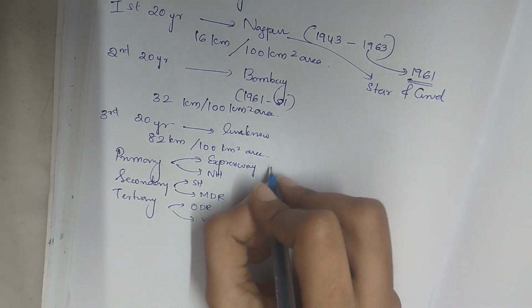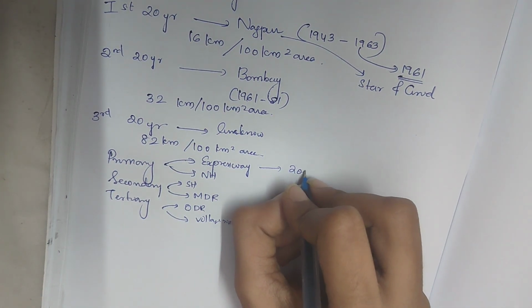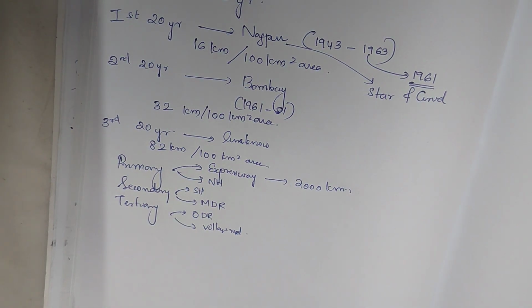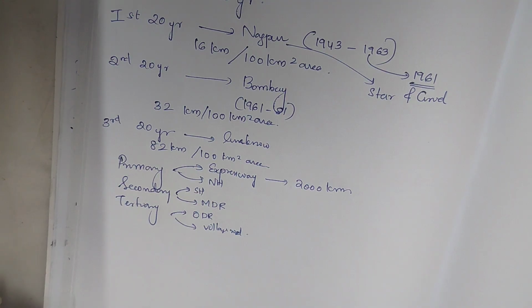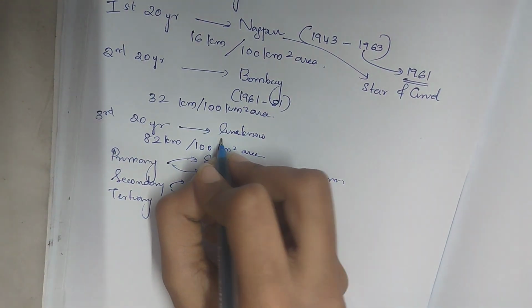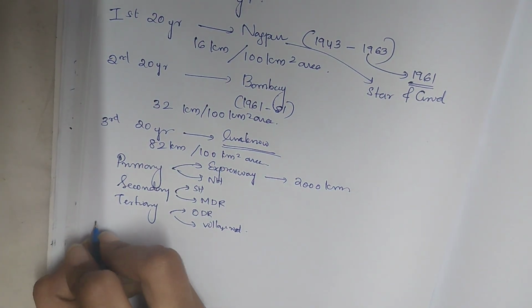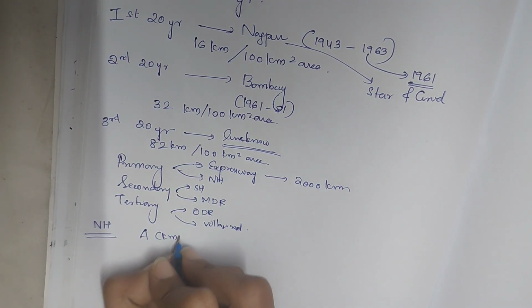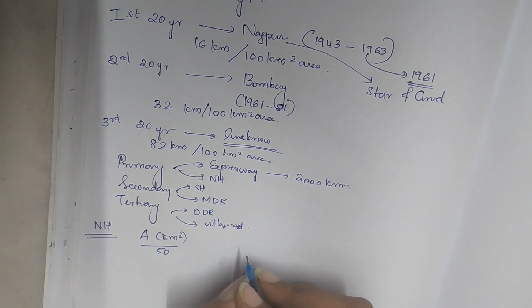In this phase 2000 kilometers of expressways were planned. One main point is that national highways should be planned in such a way that no part of the country is more than 50 kilometers away from a national highway. In the Lucknow Road Plan, the targeted length of national highway is area in kilometer square divided by 50.